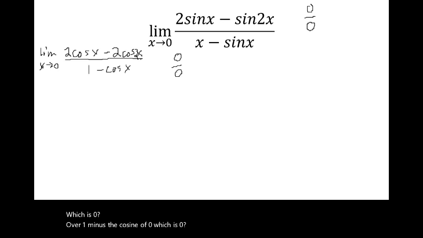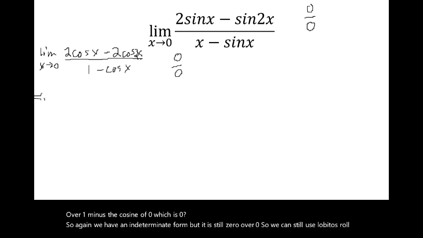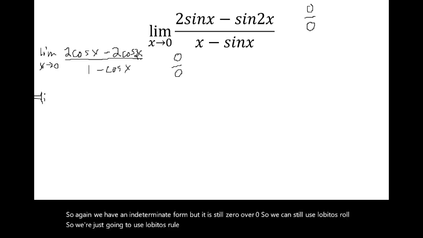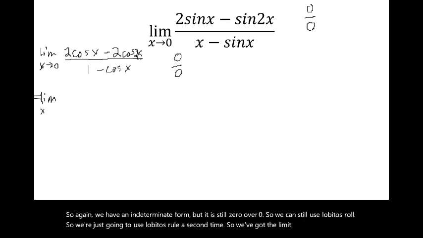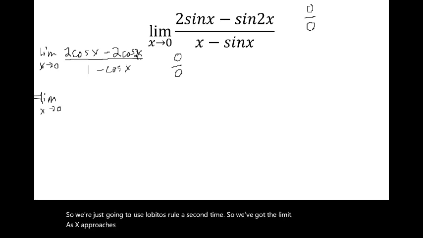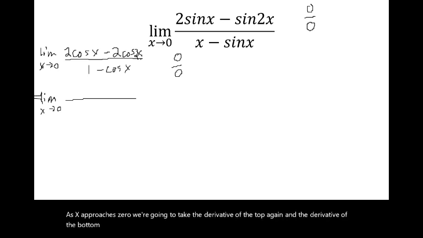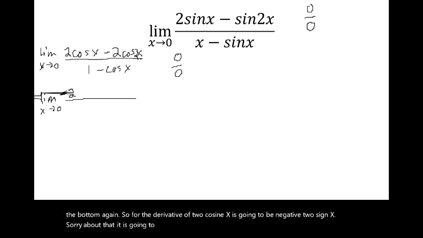So again, we have an indeterminate form, but it is still 0 over 0, so we can still use L'Hopital's rule. So we're just going to use L'Hopital's rule a second time. So we've got the limit as x approaches 0. We're going to take the derivative of the top again and the derivative of the bottom again. So for the derivative of 2 cosine x is going to be negative 2 sine x. Sorry about that. It is going to be negative 2 times the sine of x.